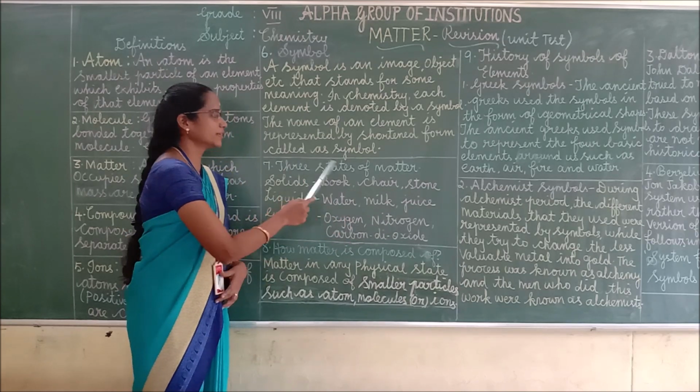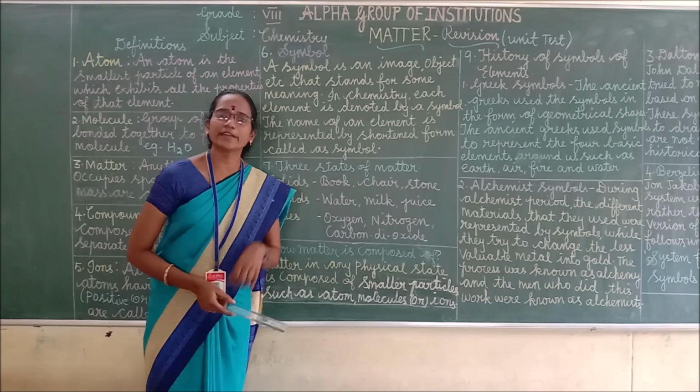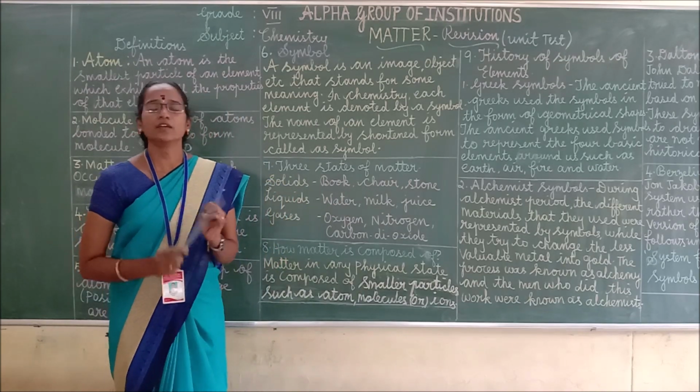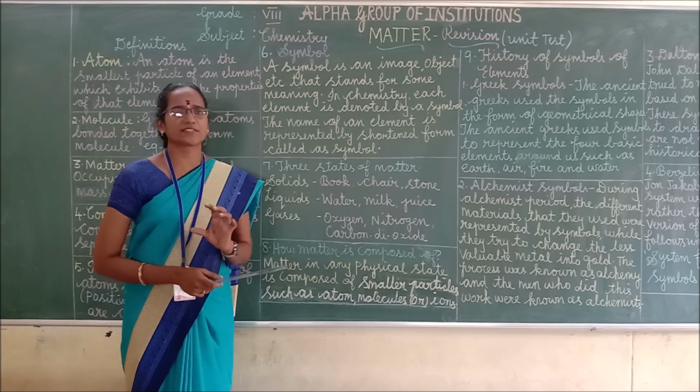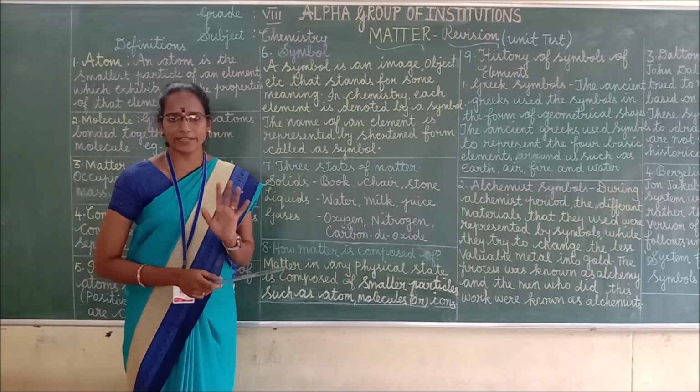So, what are the three states of matter? Means you have to write the 3 physical states. What are they? Solids, liquids, and gases. And for each physical state, minimum 3 examples you should give, right?